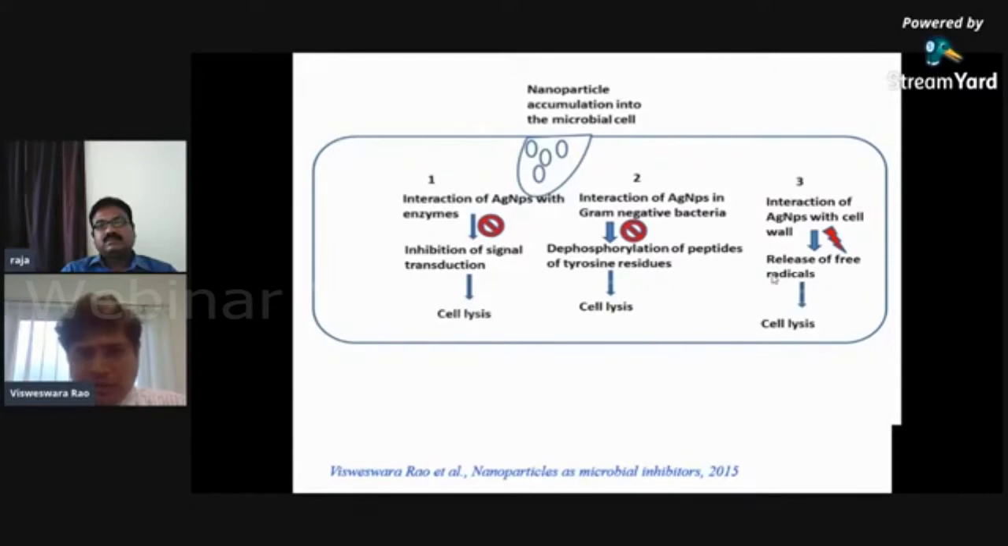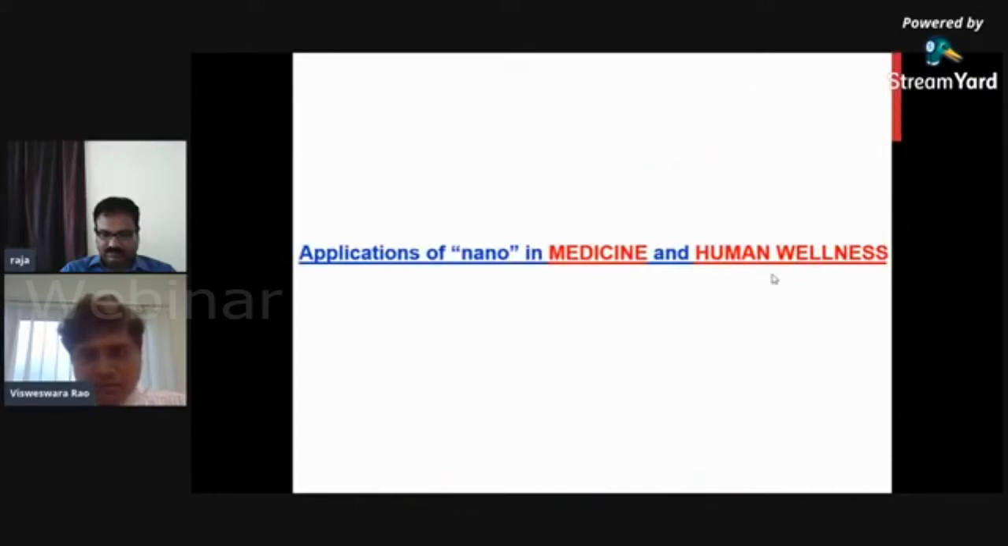The second hypothesis was interaction of silver nanoparticles in gram-negative bacteria, dephosphorylation of peptides of tyrosine residues, finally lysis. And the third, an interaction of silver nanoparticles with the cell walls. So these may produce free radicals towards the bacterial cell, thereby lysis happens.